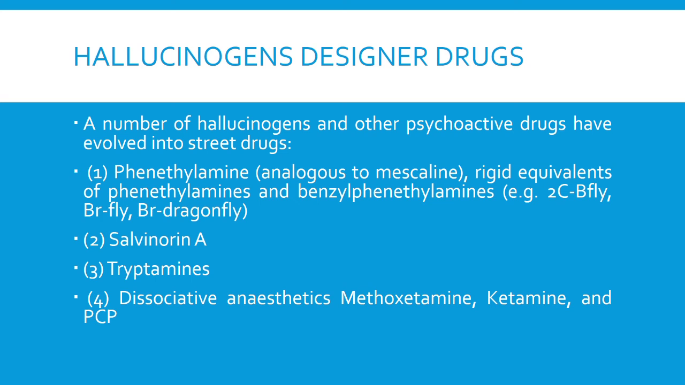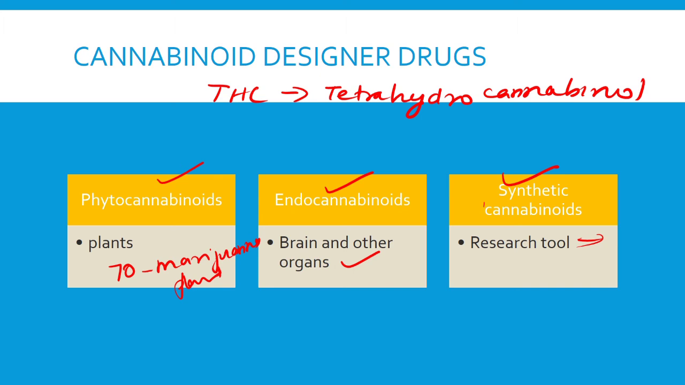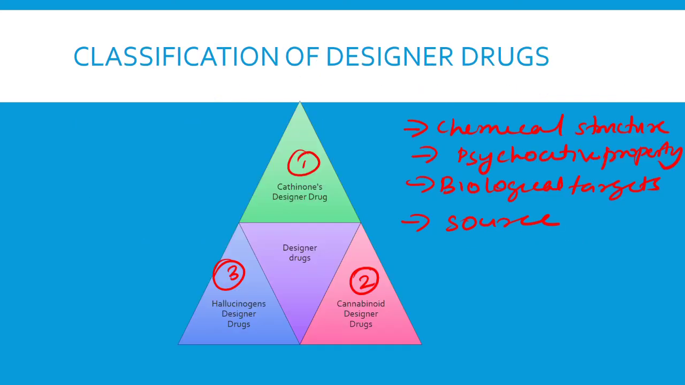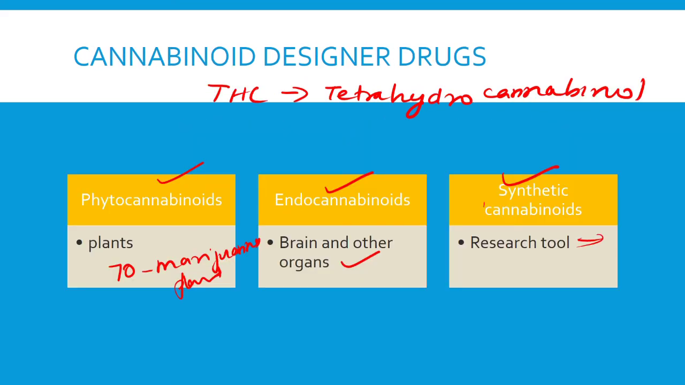So these can make the person potent, and some are used as party pills for parties and all those things. So that is hallucinogen designer drugs. These are the three types of classification of designer drugs: hallucinogen designer drugs, cannabinoid designer drugs, and cathinone designer drugs.